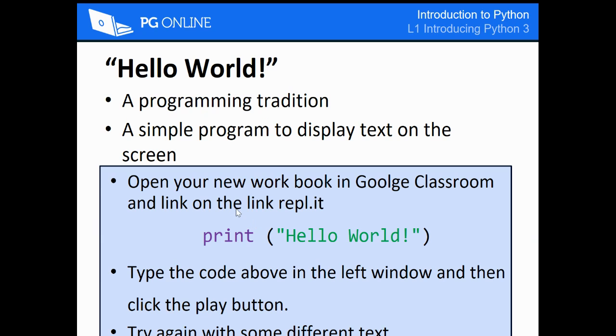So, a simple program tradition: a simple program to display text on your screen. Open a new workbook in Google Classroom and link to repl.it. I want you to type in print hello world. Type the code in the left window, click the play button, and then try it again with some different text. This will be shared as an additional video on Google Classroom showing how to use the program once you've clicked on the link. So this is the point where you want to pause the video and load up the other video in Google Classroom, which is shared with you on a week-by-week basis.